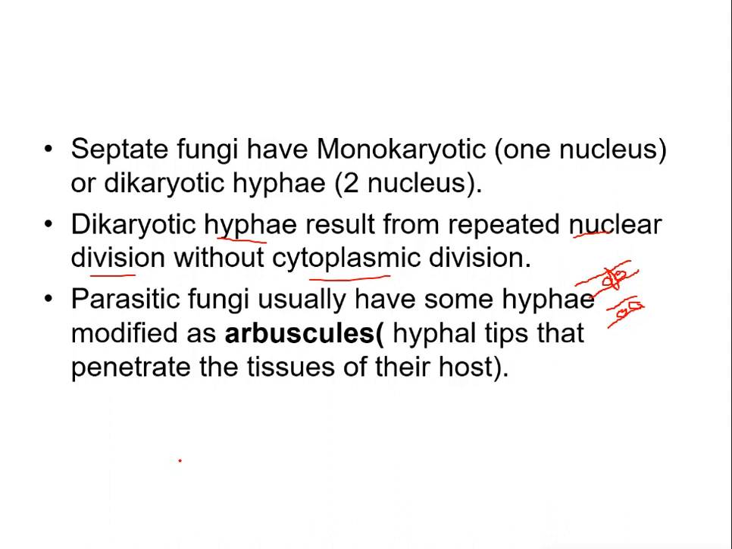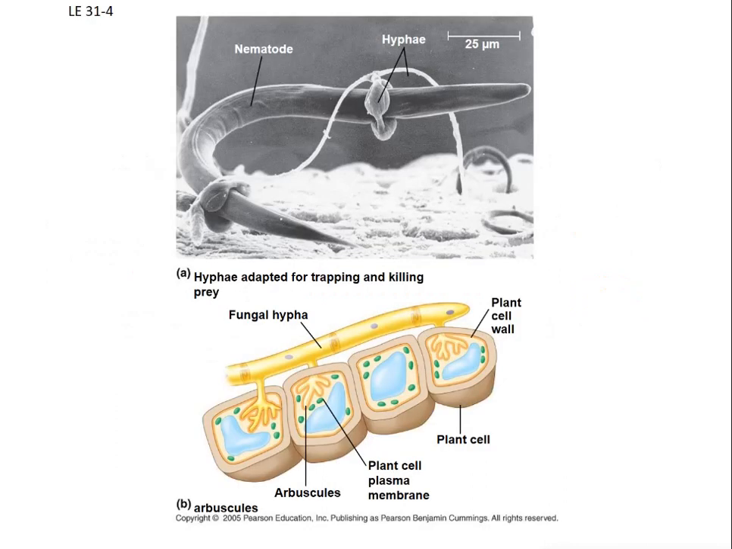Parasitic fungi usually have some hyphae that are modified as arbuscules. Arbuscules are hyphal tips that penetrate into the tissue of the host. The arbuscule functions to absorb nutrients from the host or kill the host. You can see here, this is the modified hyphae we call an arbuscule that penetrates into the deep tissue of the host to absorb nutrients from the host.